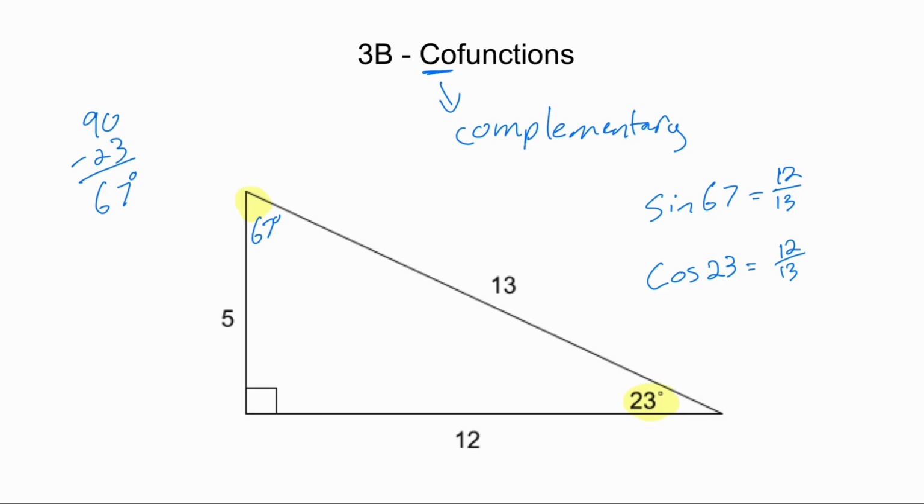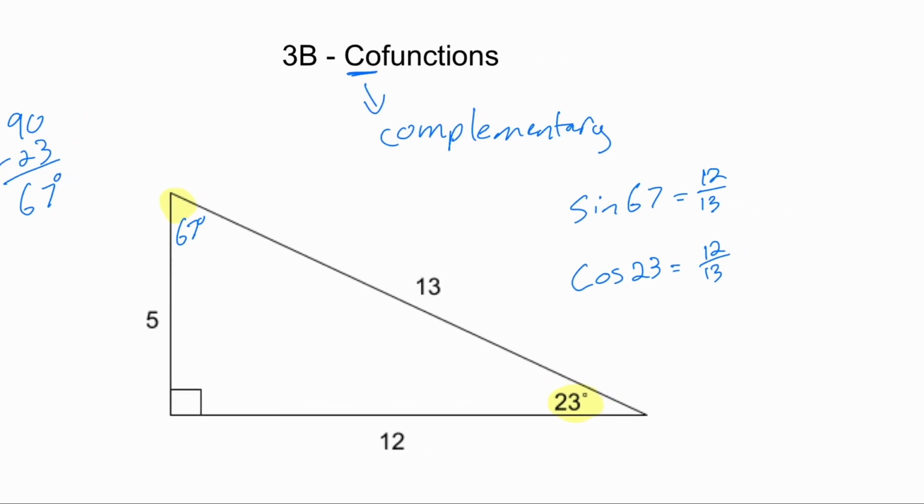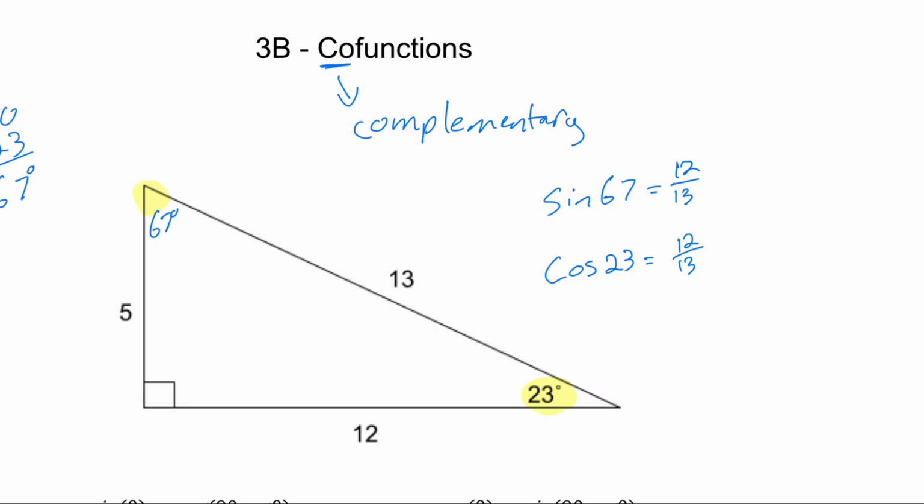When we're dealing with complementary angles, angles that add up to 90 degrees, their sine and cosine are going to be equal to each other. I could do the same thing with the sine of the 23-degree angle. The sine of the 23-degree angle would be the opposite, 5 over 13. And then I could do the cosine of its complement, the other angle here, cosine of 67 degrees. Cosine of 67 would be the adjacent, which in this case is 5 over 13 also.